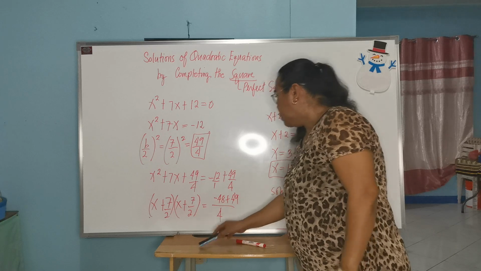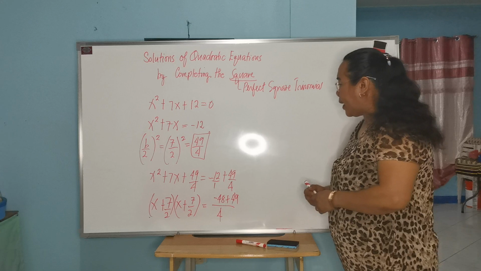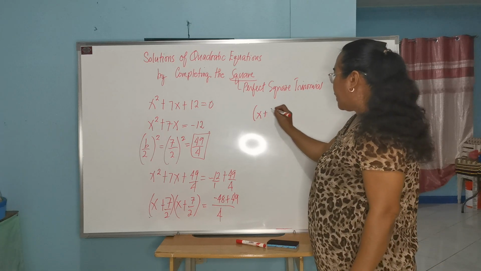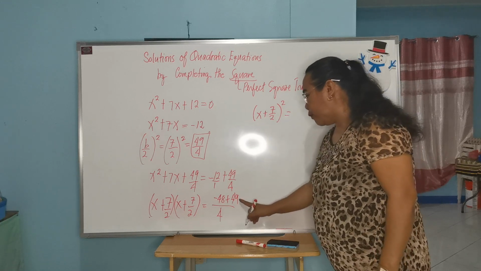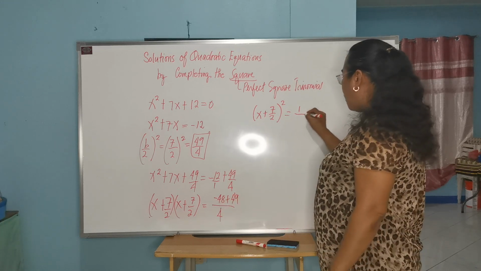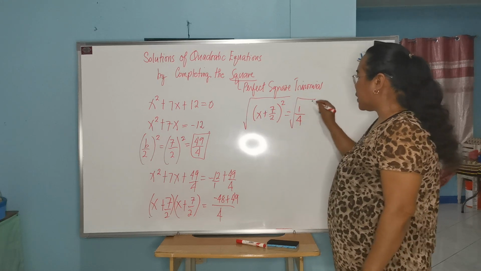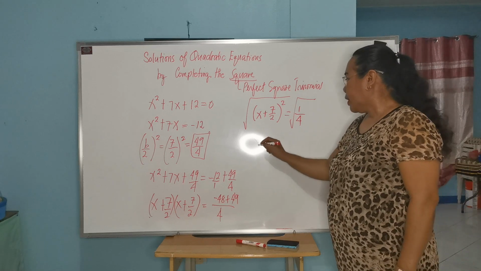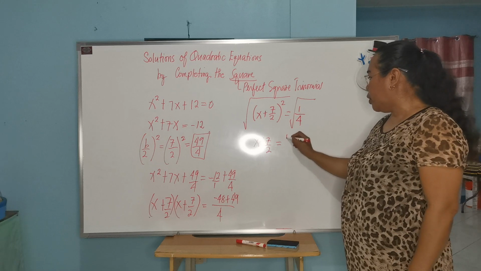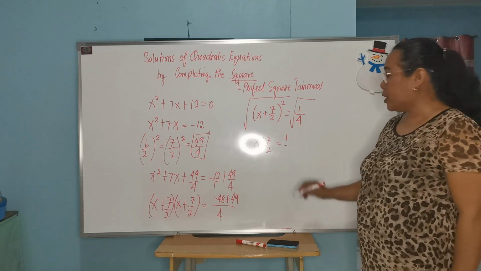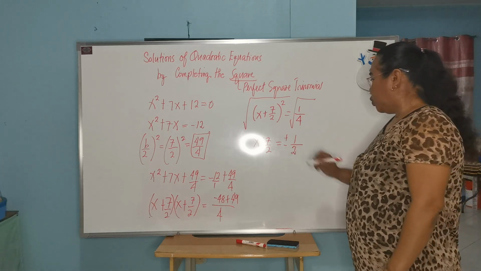We are going now to express the left side of our equation as the square of a binomial, and that would give us x plus 7 over 2 squared is equal to, we simplify also, 49 minus 48 is 1, and that is over 4. Again, extract the square root of both sides, and this will give us x plus 7 over 2 is equal to plus or minus the square root of 1, which is 1, and the square root of 4 is 2.